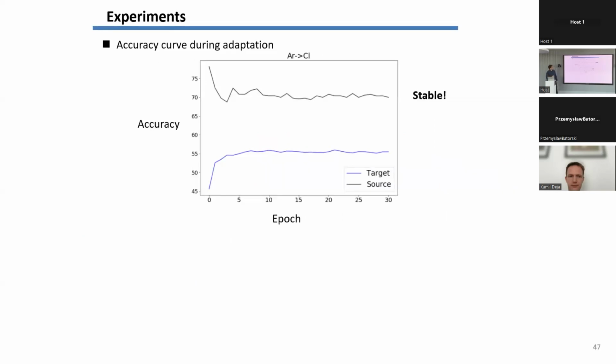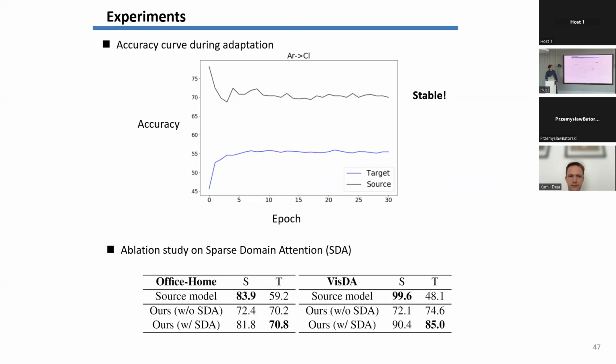Now what we saw during training here at the top is that the performance on the source domain remains stable. There is still a drop in the first iteration, but then it's stable, and that's what we want. We don't want this to continue falling. And in the bottom, you see that if we now apply this sparse domain attention, our source model accuracy jumps up to 81.8, which is much closer to the original source model accuracy.